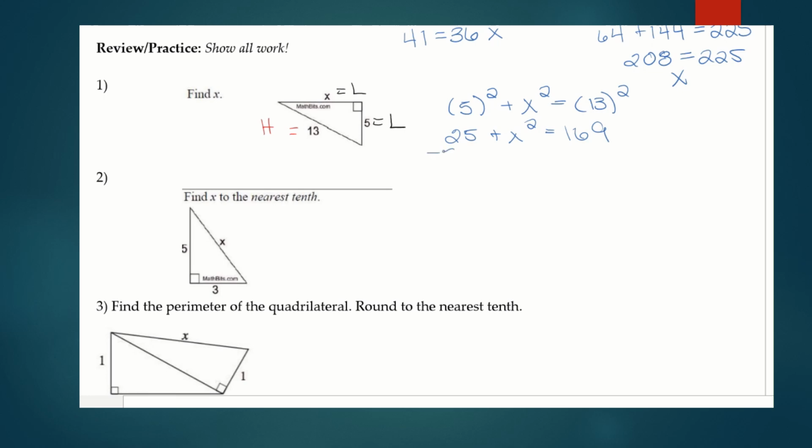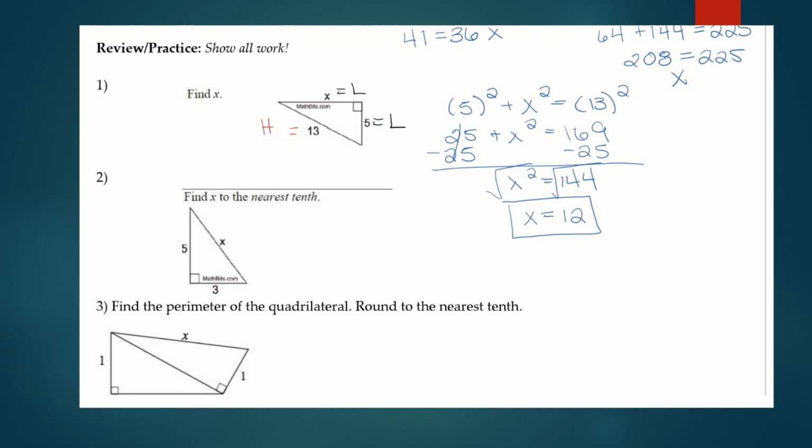Getting x squared all by itself, I'm going to subtract 25 from both sides, and that gives me x squared equal to 144. Square rooting both sides. Since I'm talking about length, I'm going to take the positive value here. X is equal to 12, and that was all for number 1.